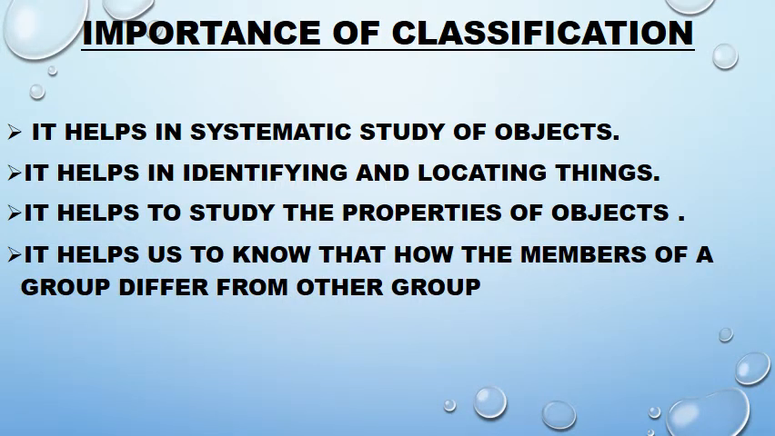Now, why do we need to classify things, or why is classification important? It is important because it helps in systematic study of objects. With the help of classification, we can identify and locate things easily. It also helps us to study the properties of objects. And with the help of classification, we can differentiate between members of two different groups.